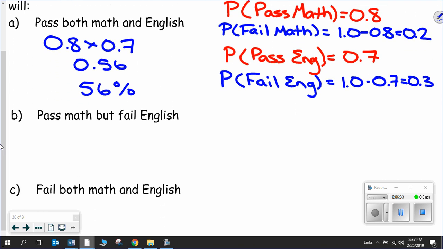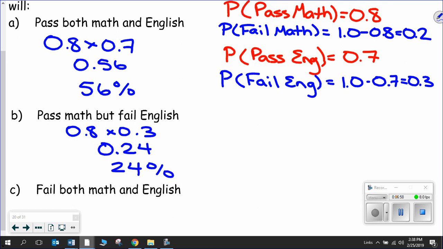B is pass math, but fail English. So he has a 0.8 probability, or an 80% chance, of passing math. To fail English, he has a 0.3 probability, which is a 30% chance. So 0.8 times 0.3 is 0.24. If you multiply that by 100, that is a 24% chance that he'll pass the math class but fail English.